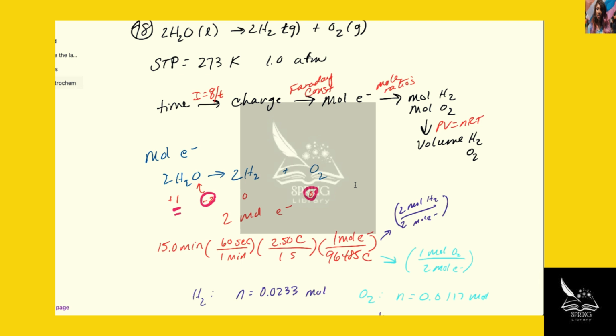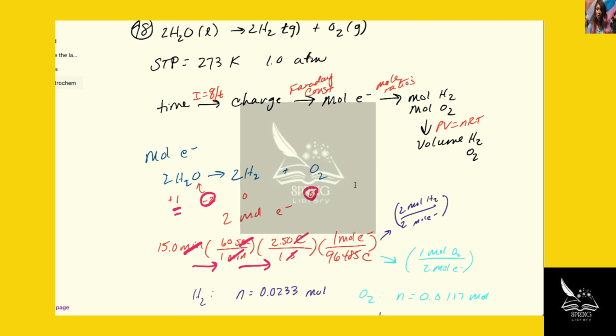So now I'm given a time, it's 15 minutes. I have to convert to seconds because current is given in amps, and amps is coulombs per second. So take care of that here. Now the seconds cancel, and I'm left with how many coulombs. So that's the total charge that's been transferred.